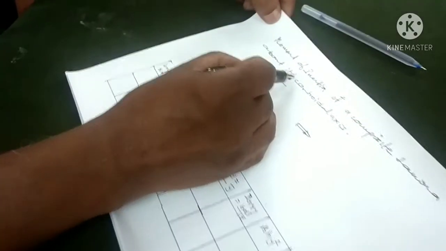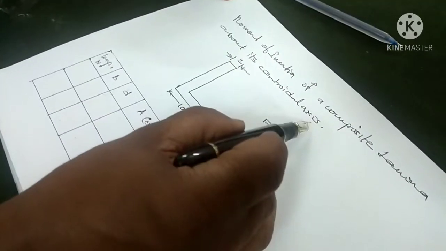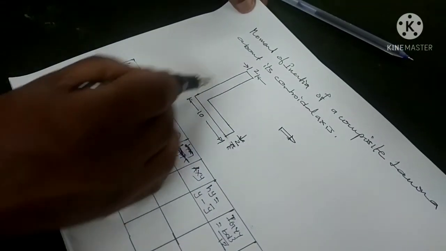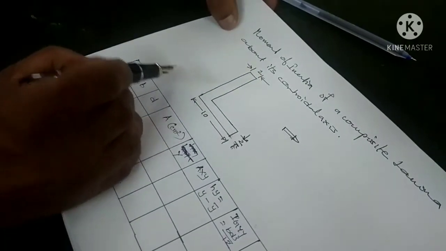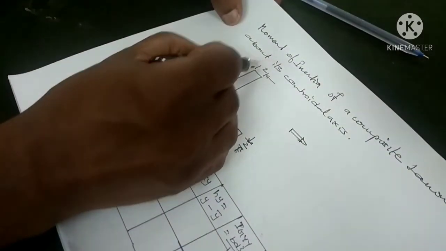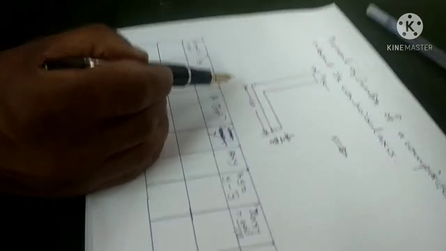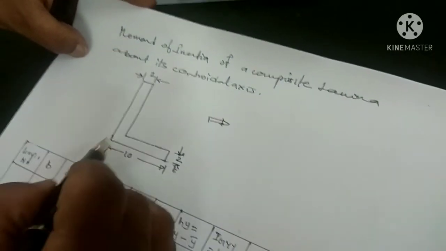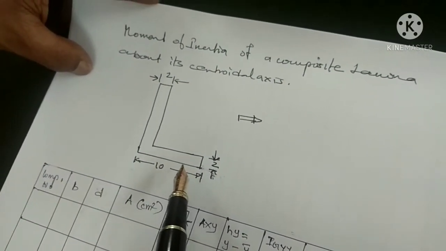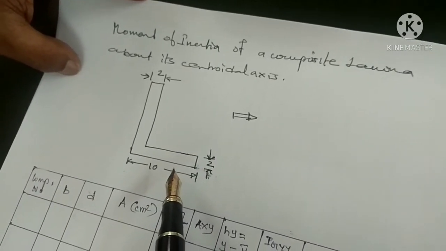Okay, so next we have to study the moment of inertia of a composite lamina about its centroidal axis. Up to this time we have studied the moment of inertia of this lamina about two reference axes, one along this base and another along this vertical side. Now we have to find the moment of inertia of this composite lamina about its centroidal axis. So we have to find the position of that centroidal axis initially.